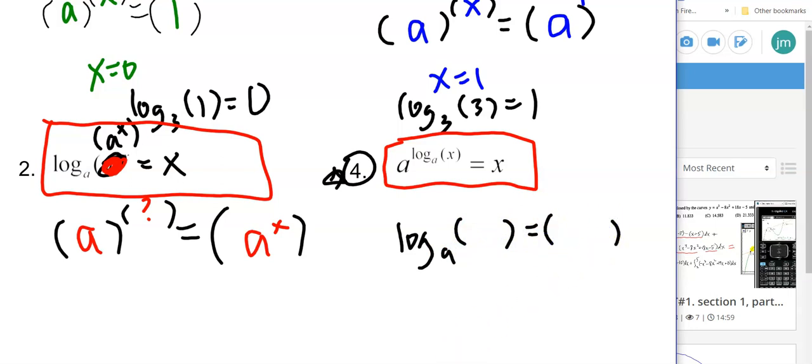So let's plug this in and we get x goes here, and then the exponent goes on the other side, so log base a of x. I don't know if this makes sense, but yes, that's true. Log base a of x equals log base a of x. That's a true property. And that's a really good one to memorize.